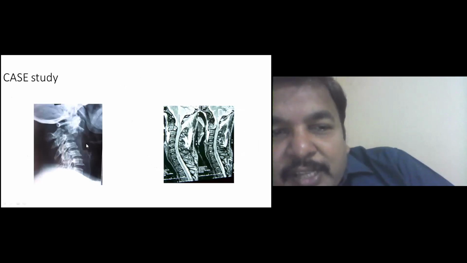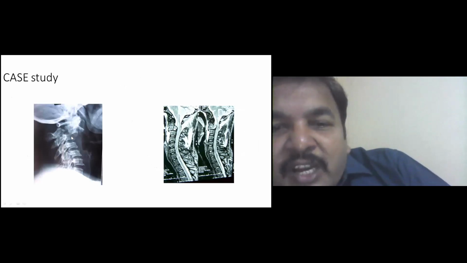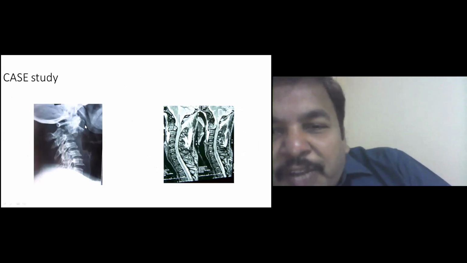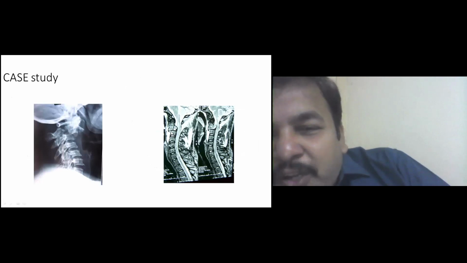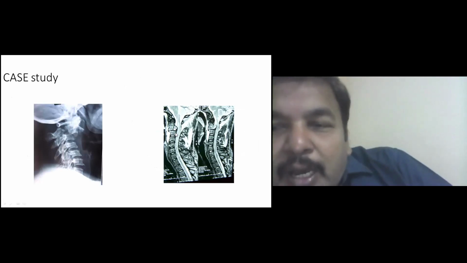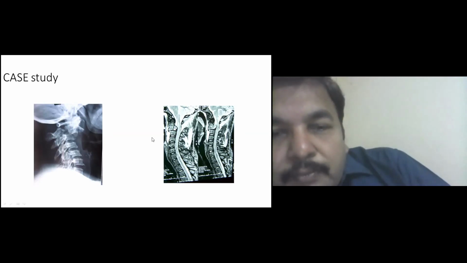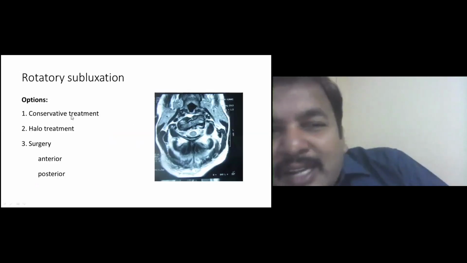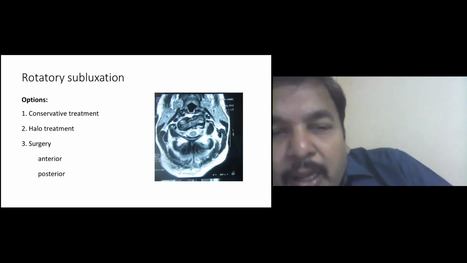Look at this case. This case is a type 3 hangman fracture with a gross subluxation and rotation. When the MRI is taken, you can see that C2-3 gross subluxation, and the disc is collapsed. The posterior superior part of the C3 is impinging upon the cord. So here options are: conservative treatment is ruled out, halo treatment yes, but halo may not maintain the reduction after having achieved it, and surgery is the only option, either anterior or posterior or a global fixation.